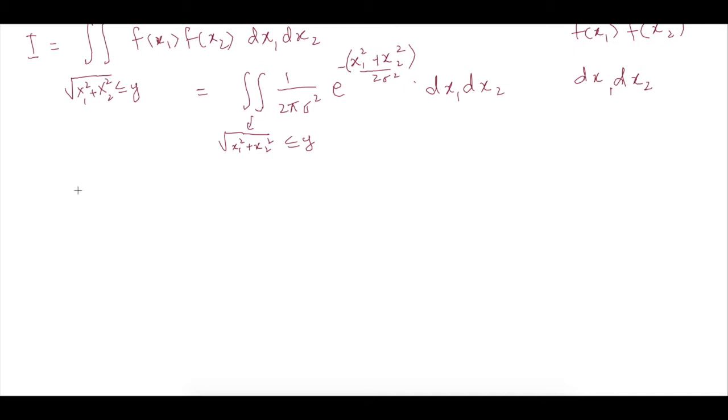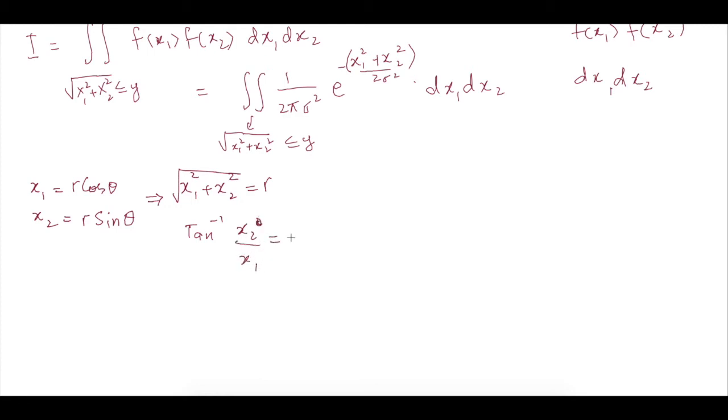Then what we are going to do is use a transformation of variables. I will say x1 is equal to r cos theta, and x2 is equal to r sin theta. This means that x1 squared plus x2 squared is equal to r squared, or the square root is equal to r, and the inverse tangent of x2 over x1 is equal to theta.